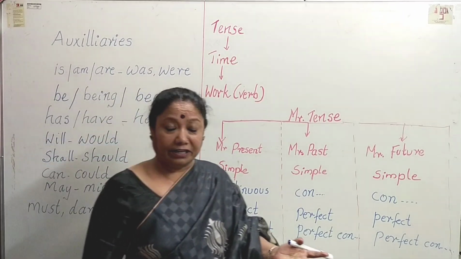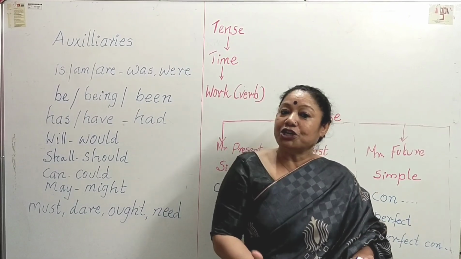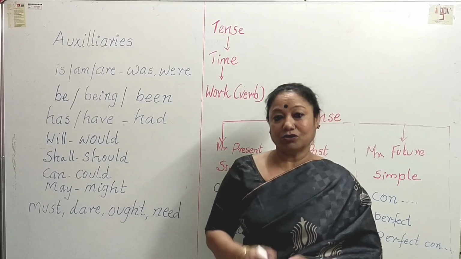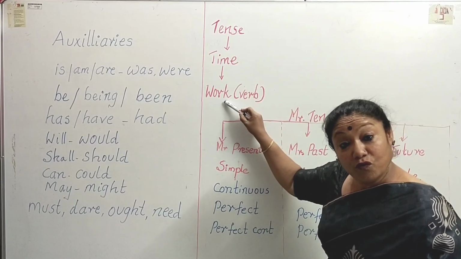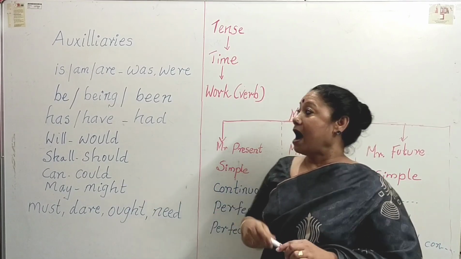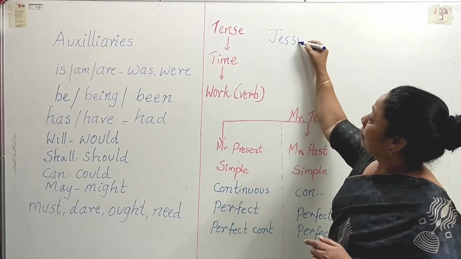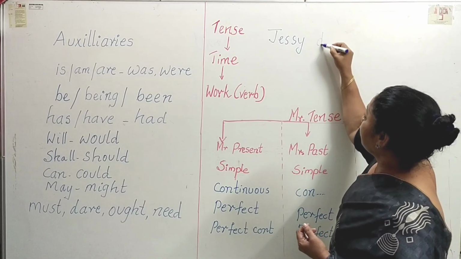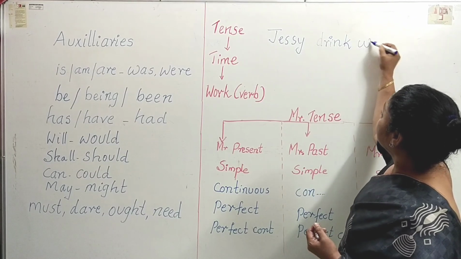Why do we learn tense? We learn tense to understand the position of our action, of our work, when we have done it. So tense is related to time, time is related to work, and it is nowhere related to the noun. For example, I am Jessie. Today I drink water. I drink water.